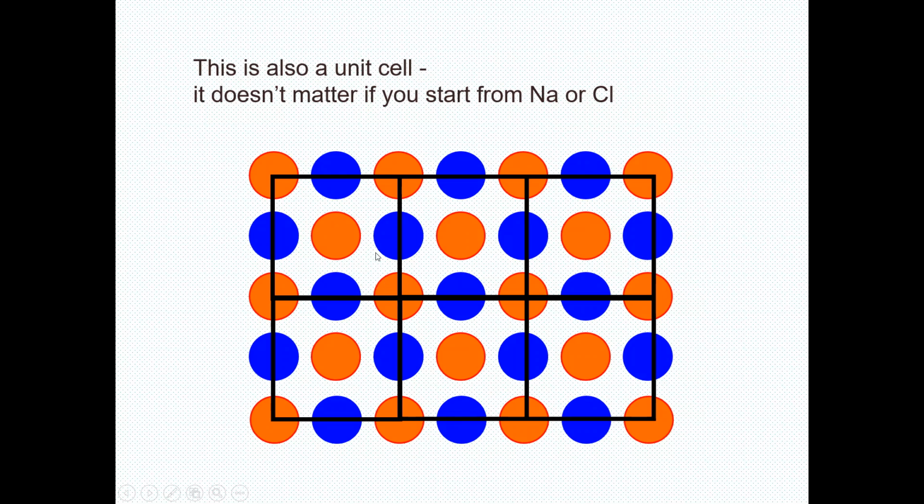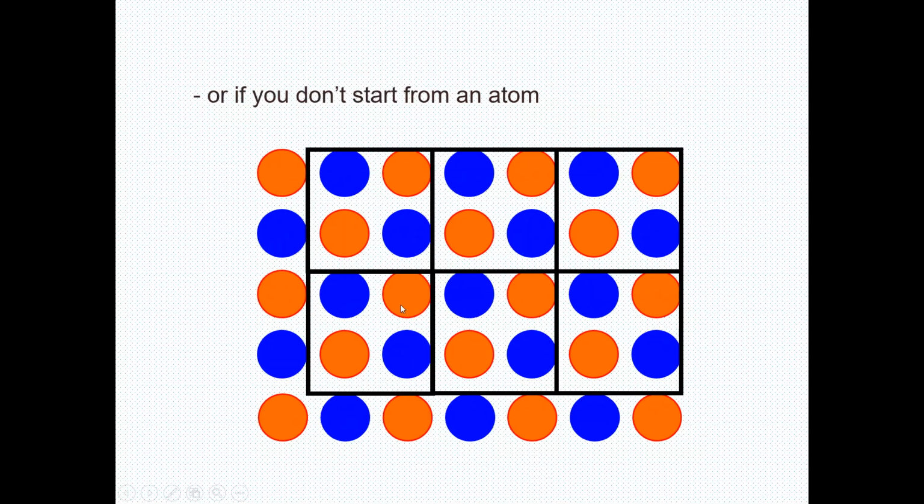So this is also a unit cell. It doesn't matter if you start from the sodium atom or the chlorine atom, or if you don't start from an atom. The choice is yours. We took the example of sodium chloride, so the choice is yours whether you start from the chlorine atom or the sodium atom, or even if you don't start from an atom. This cell is a unit cell. You can see it here in this figure.